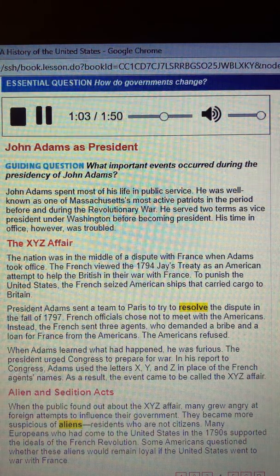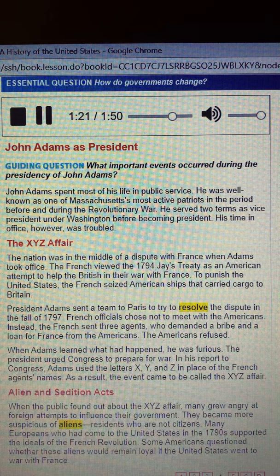Instead, the French sent 3 agents who demanded a bribe and a loan for France from the Americans. The Americans refused. When Adams learned what had happened, he was furious. The president urged Congress to prepare for war. In his report to Congress, Adams used the letters X, Y, and Z in place of the French agents' names. As a result, the event came to be called the XYZ affair.